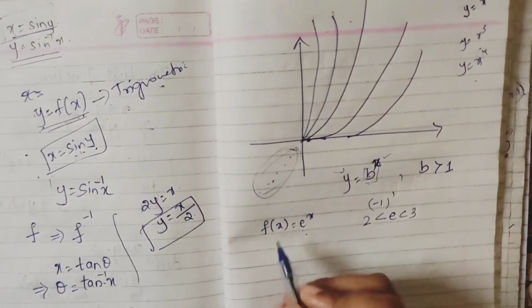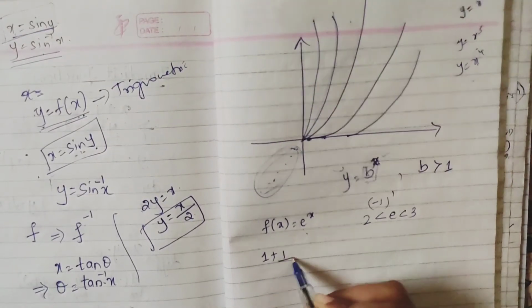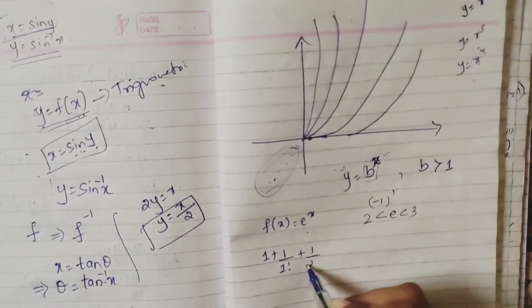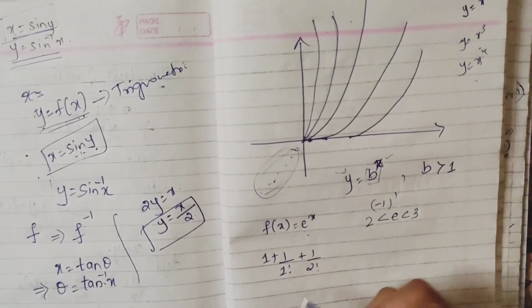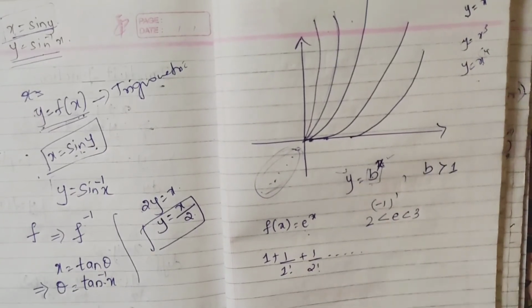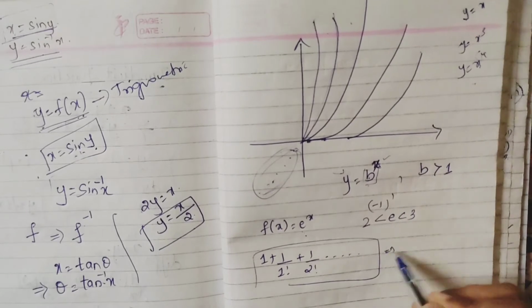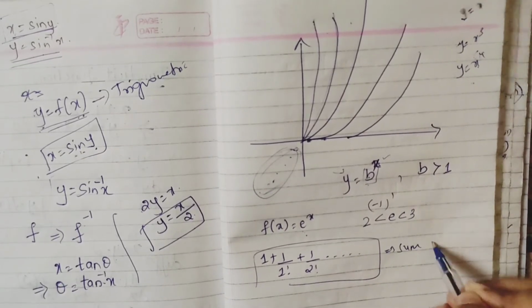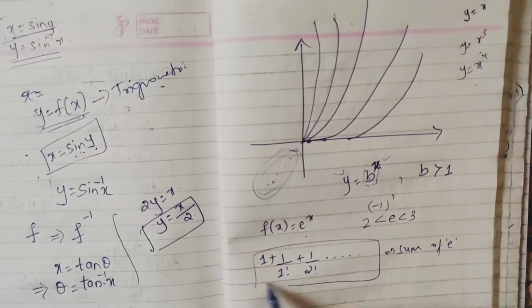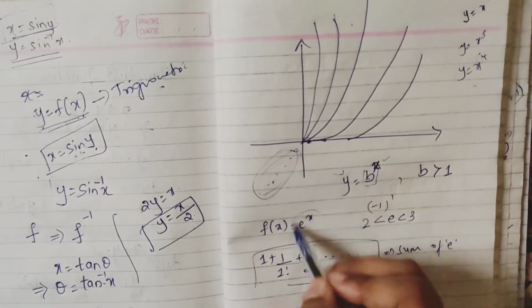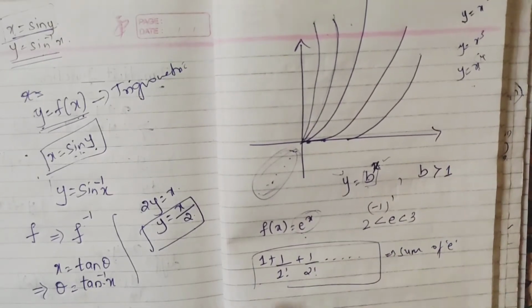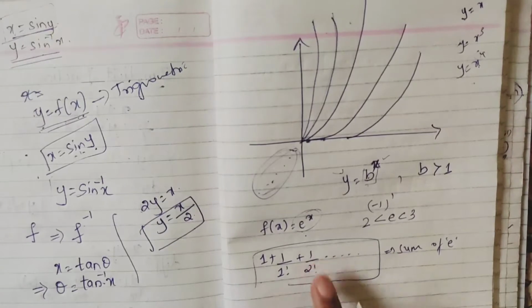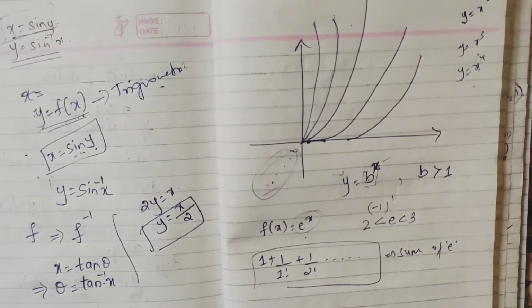Now you have one power series like this: 1 plus 1 by 1 factorial plus 1 by 2 factorial and so on. This is called the sum of e. So whenever you have this factorial, e to the power x means this sum, its sum is 1 plus 1 by 1 factorial plus 1 by 2 factorial.